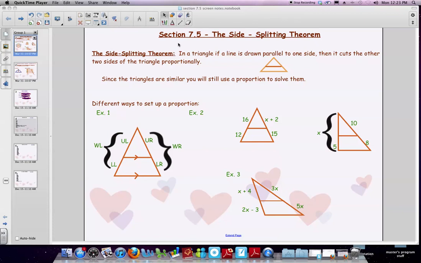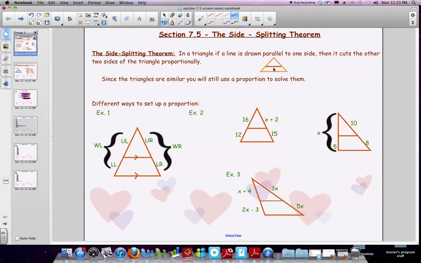This lesson is on section 7.5, the side-splitting theorem. The side-splitting theorem says that in a triangle, if a line is drawn that is parallel to one of the sides of the triangle, then it cuts the other two sides of the triangle proportionally.